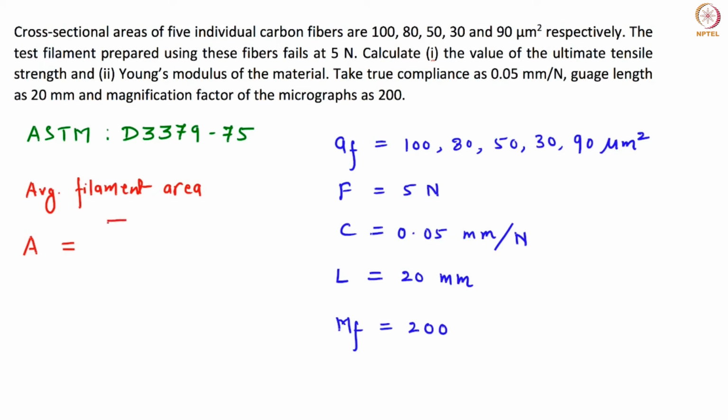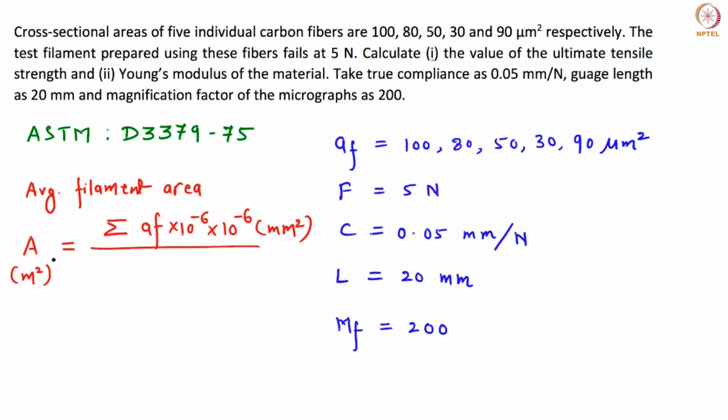What is the formula again? We have the summation of all areas, but these individual fiber areas are taken in millimeter square, and what is given to us is in square micrometer. So we have to factor in some 10 power minus 6. Then there is another 10 power minus 6 which is already there in your formula, because we get the area values finally in square meter. That is why we already have one 10 power minus 6 factor here.